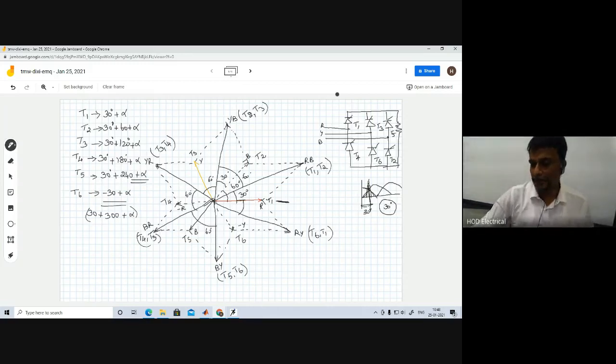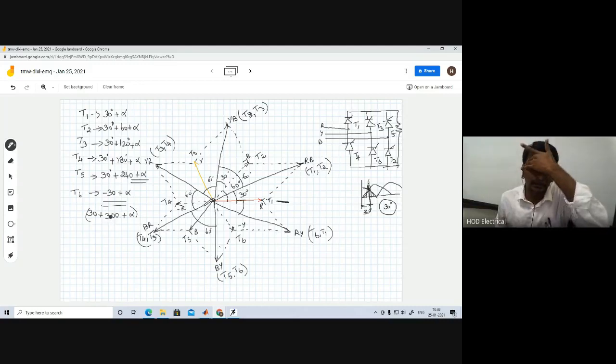Then in this MATLAB file, I am substituting all these values. Please remember, if you have a pen, you can note it down on paper. T1 equal to 30 plus alpha, T2 equal to 30 plus 60 plus alpha, T3 equal to 30 plus 120 plus alpha, T4 equal to 30 plus 180 plus alpha, T5 equal to 30 plus 240 plus alpha, then T6 equal to minus 30 plus alpha, otherwise 30 plus 300 plus alpha. Why am I splitting this here? If you substitute directly alpha alone, it changes. Automatically you can do the simulation very fast.